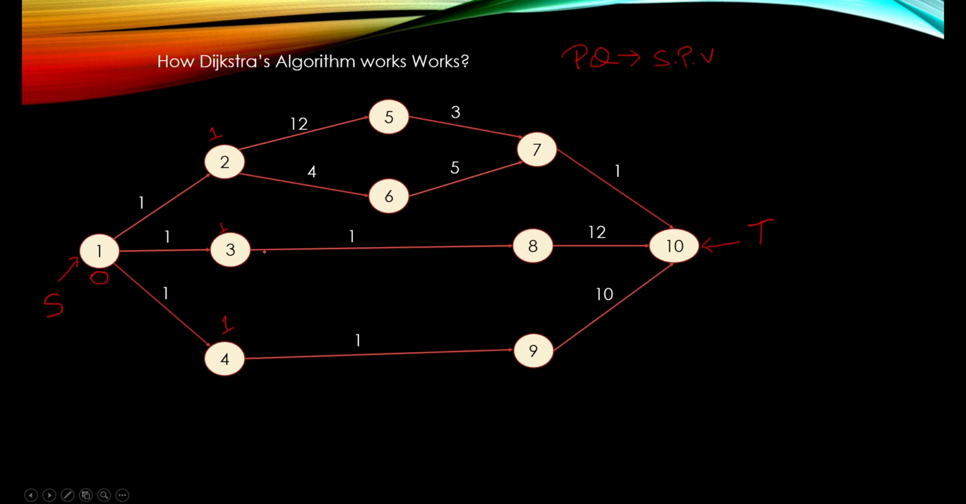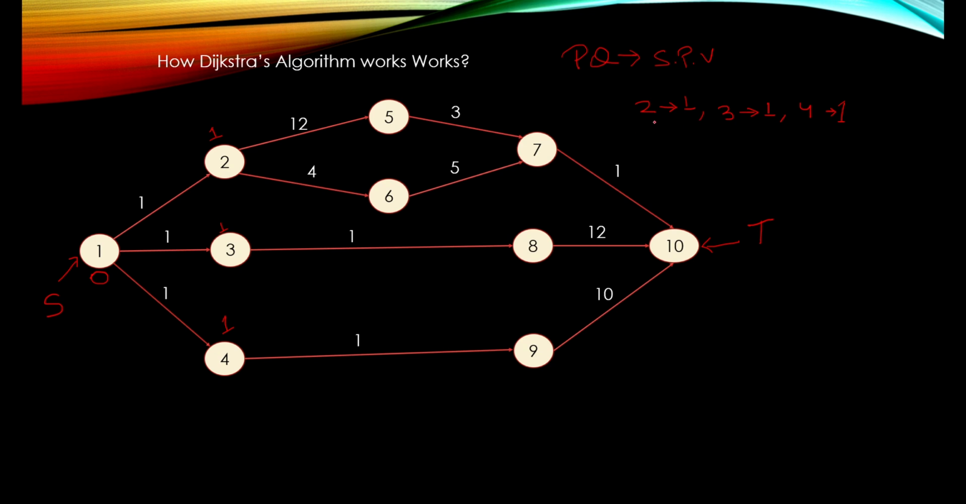Now the trick for Dijkstra's algorithm comes here, because what we need to do is add all of these in the priority queue, and since the priority queue is based on the shortest path to the vertex, we will add vertex 2 with a weight of 1, and next vertex 3, which again has a weight of 1, and we have vertex 4 in our priority queue, which again has a weight of 1. So these three are part of our priority queue.